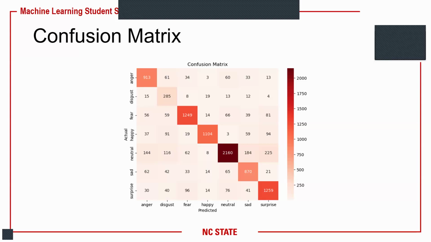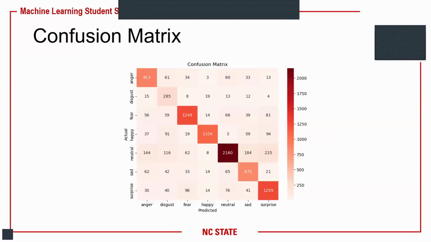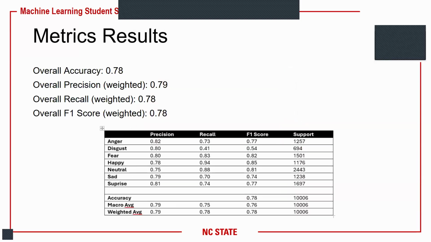These are our results of the same model over here. As you can see, we got an overall accuracy of 78%, with a precision of 79, recall of 78, and F1 score of 0.78. These are the overall results for each individual emotion.